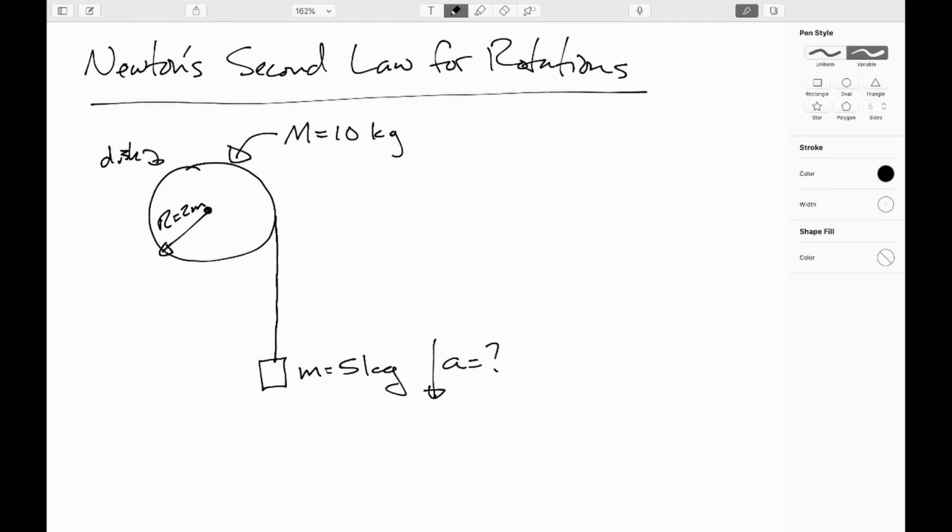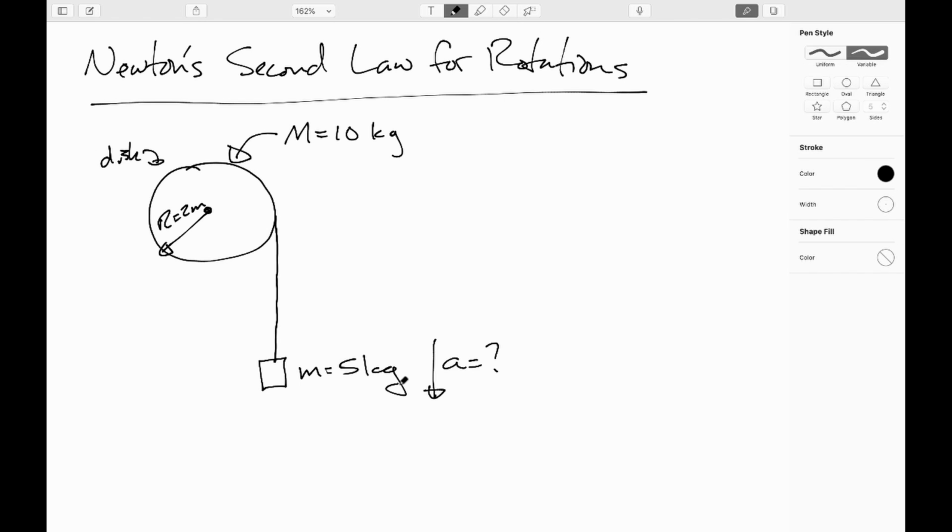In the last video, we developed Newton's second law for rotations, and so I'd like to start here by doing an example. So in this example, I'm imagining that we've got a large disk, 2 meters in radius, 10 kilograms, that we've run a string over and are attaching to a 5 kilogram mass. Initially, the mass is at rest, and we're just going to let it fall. I'd like to know what the acceleration of the mass is.